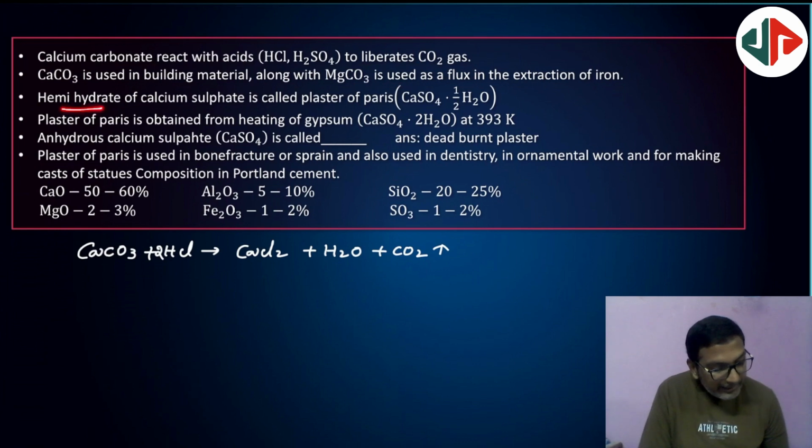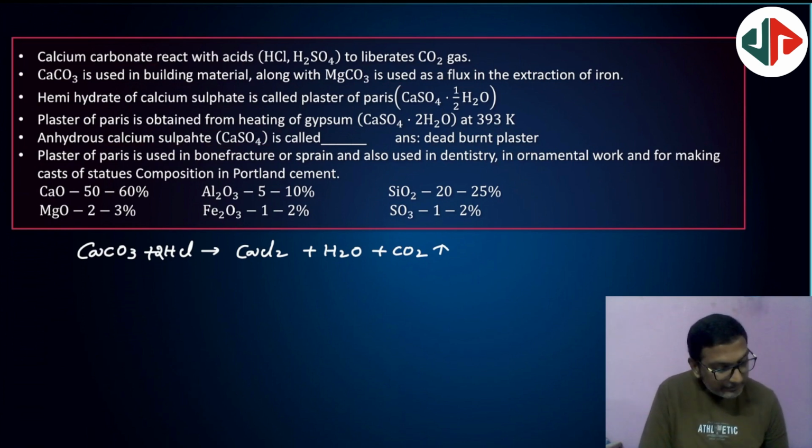Next, hemihydrate of calcium sulfate is plaster of Paris. Hemi means half. Next, plaster of Paris is obtained from gypsum at 393 kelvins. That means at 100 degrees centigrade. Next, anhydrous CaSO4 is dead burnt plaster. So sticky nature will disappear.